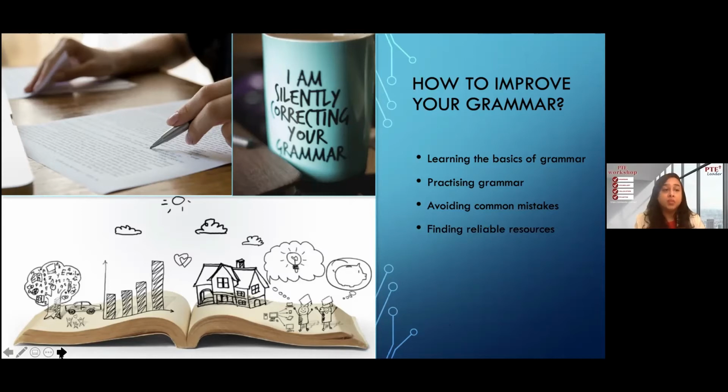Finding reliable resources. It's extremely important because during this time, we all have access to the internet, and not all web pages give us authentic information about English grammar. So while you are learning something new, make sure that the resource is very reliable, that you can trust all the information on that specific web page or website. If not, you are learning something wrong. So you're investing your time and your energy into learning something which is not correct. So whatever you learn, make sure it's a very reliable resource.